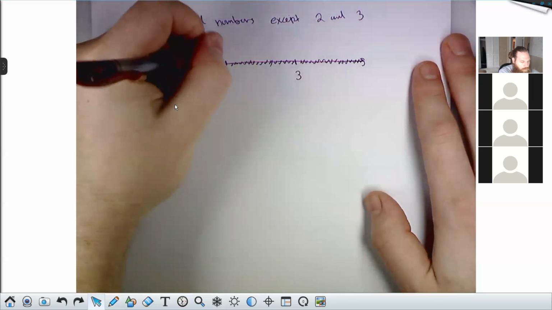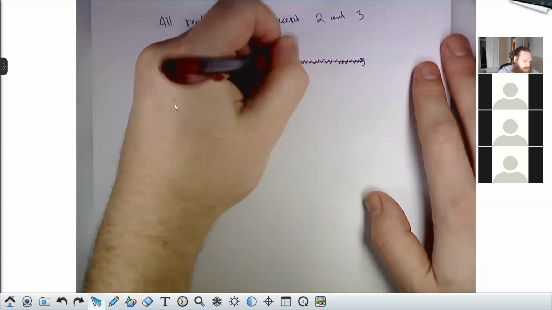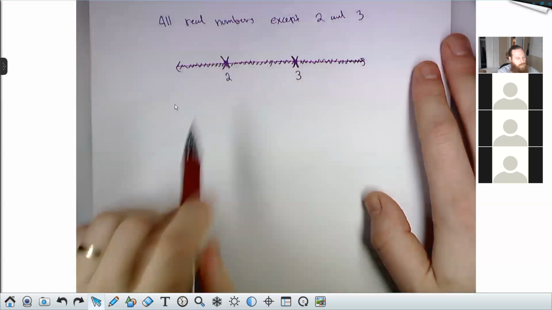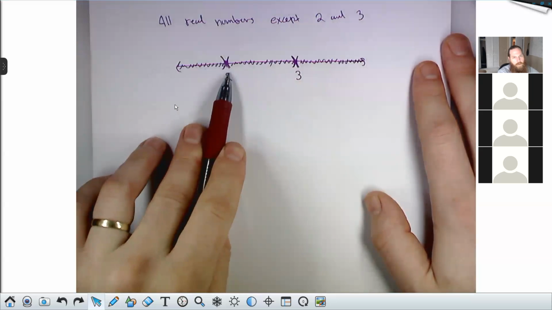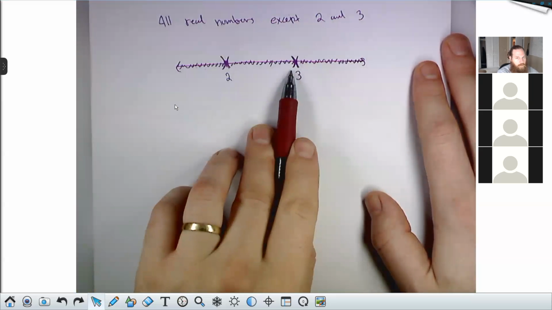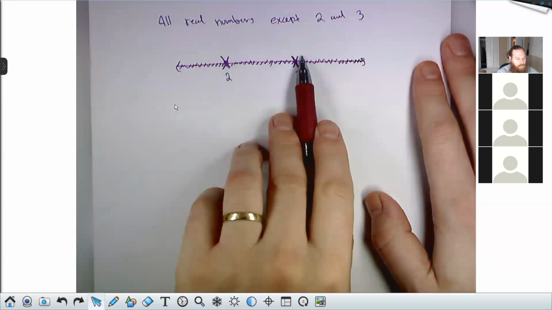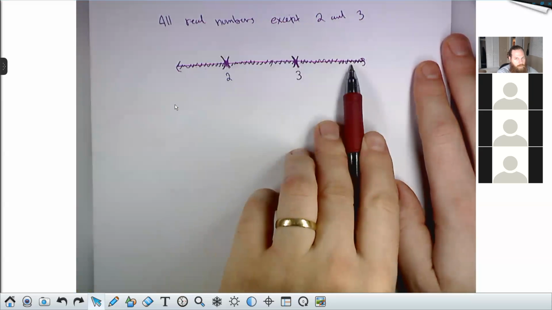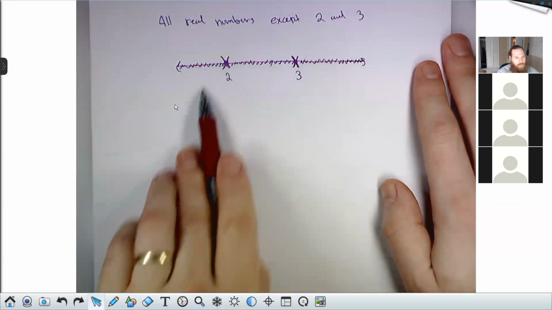Now, I don't want 2 itself, so I need to make sure that I'm plucking these out. So I want everything up to, but not including 2. That's this paren. Then I want everything bigger than 2 and smaller than 3, everything that's strictly in between them. And I want everything that is strictly bigger than 3. So what is this leftmost set in interval notation?